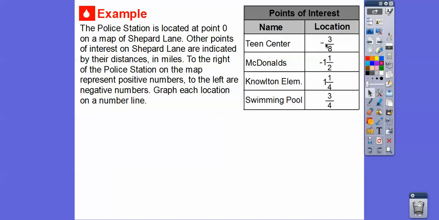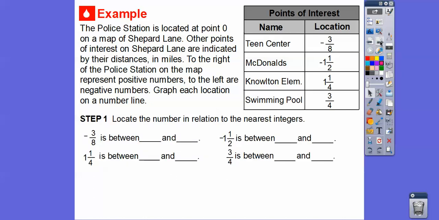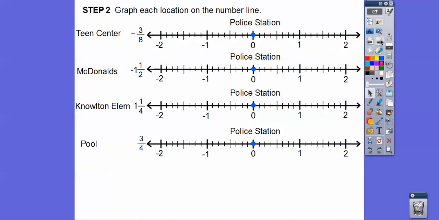So here's the teen center, so that's a negative 3/8, so we're going to graph that to the left. McDonald's is a negative 1.5, so that's to the left even further. And then Knowlton Elementary School is to the right 1 and 1/4, and the swimming pool is to the right 3/4. Okay, so locate the numbers in relationship to the nearest integer. Negative 3/8 is going to be between 0 and negative 1. Negative 1.5 is going to be between negative 1 and negative 2. 1 and 1/4 is going to be between 1 and 2, and finally 3/4 is between 0 and 1. All right, let's go ahead and graph these guys, okay?